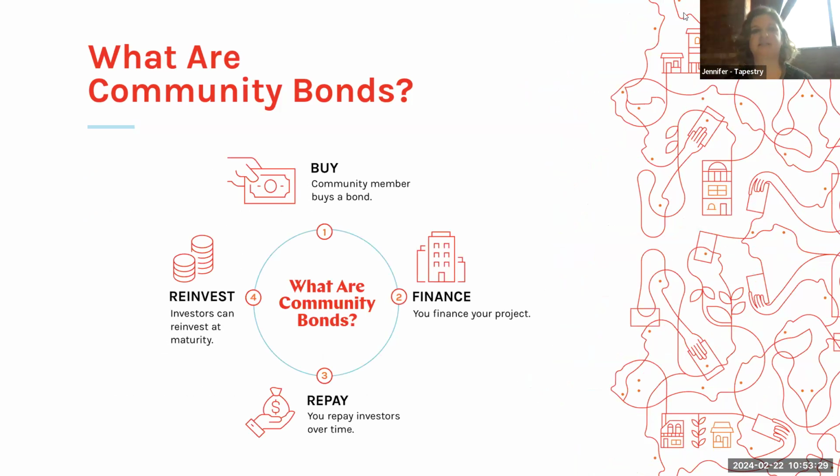So the cycle works in a manner that a community member, individual, or institution buys a bond. The organization finances their project. So in this case, the housing project that United Housing is interested in, or multiple housing projects. Over time, you repay your investors and pay them interest. And at the end of the term of the investment, investors are invited to either reinvest if the organization needs to retain those funds, or they are paid out.